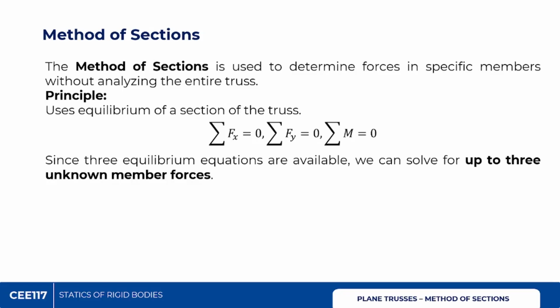The principle behind this method of sections is basically we will be using those three equilibrium equations. In the method of joints, we only use the summation of forces along x and summation of forces along y. Here in the method of sections, we additionally include the summation of moment at any point equal to 0. So since three equilibrium equations are available, we can now solve for up to three unknown members.